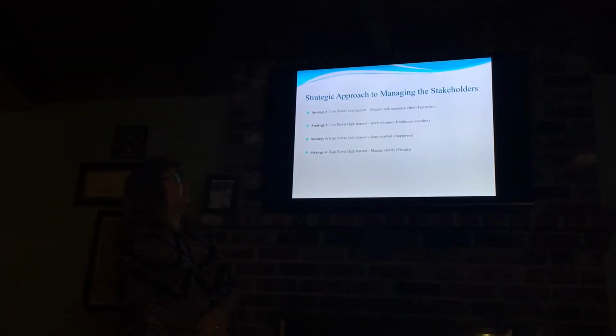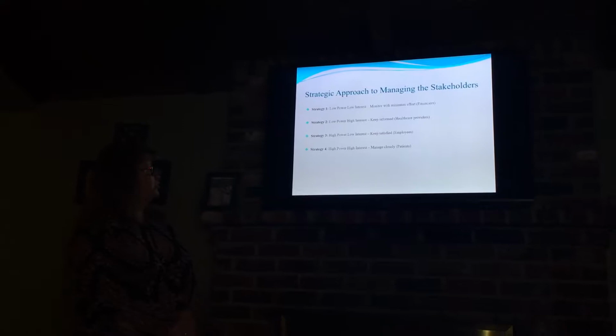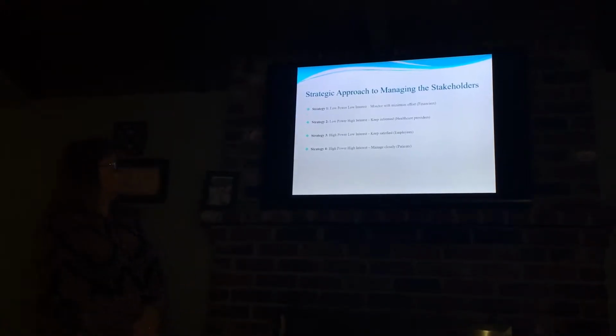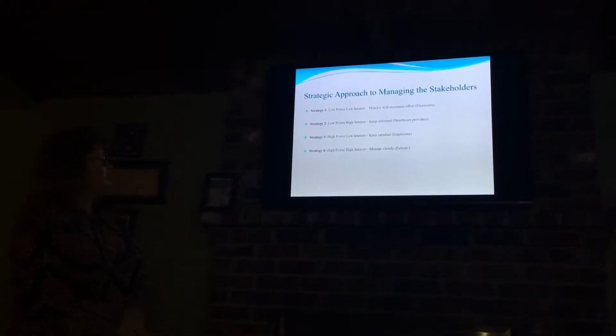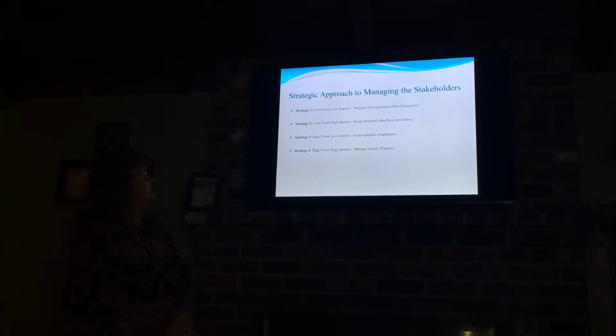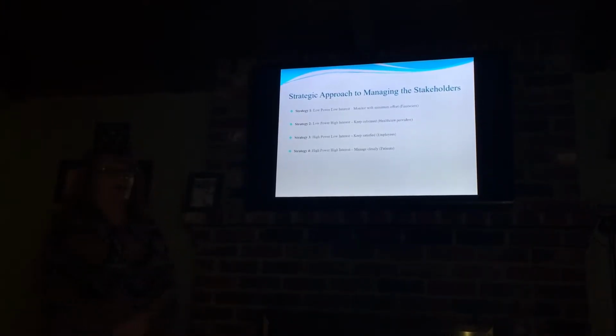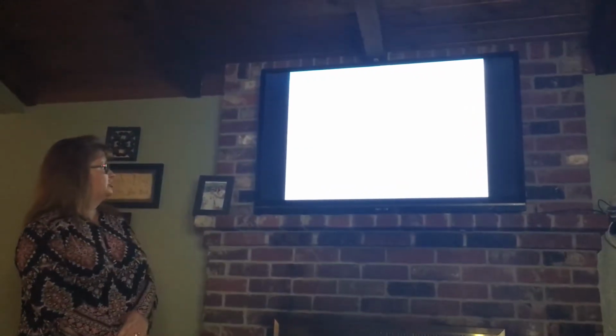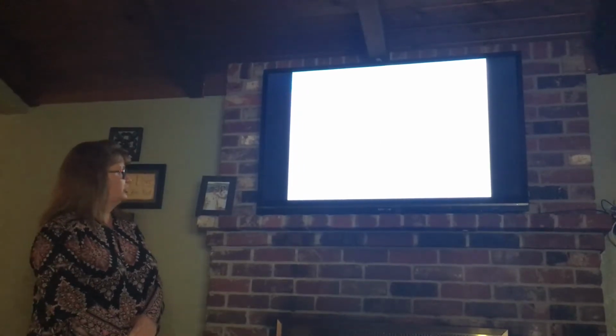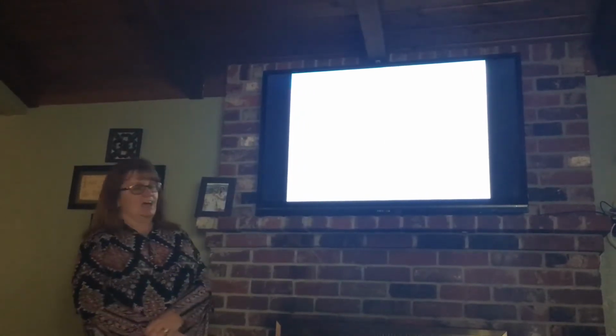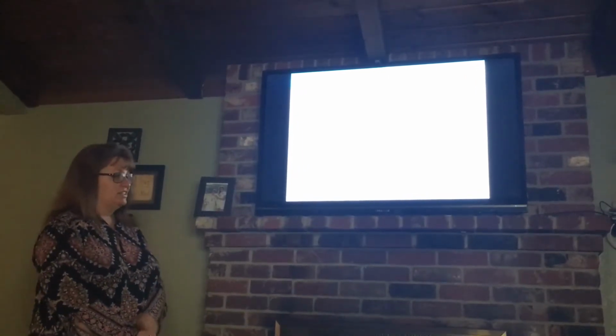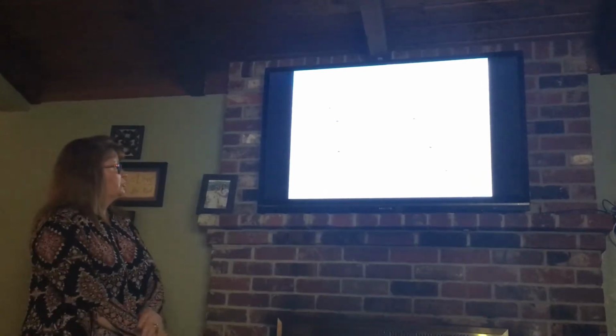The strategic approach I took to managing the stakeholders was, there's 4 strategies, and they fall into 4 quadrants. Strategy 1 is low power, low interest, and strategy 2 is low power, high interest. Then strategy 3 is high power, low interest, and strategy 4 is high power, high interest. As I go to the next slide, you will see them in the 4 quadrants.